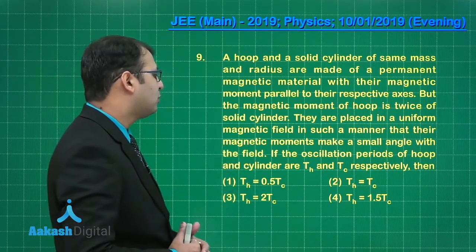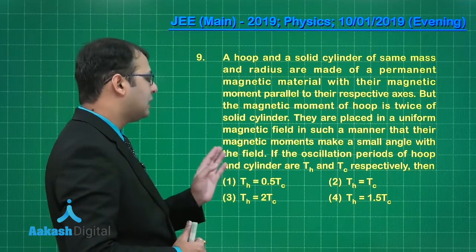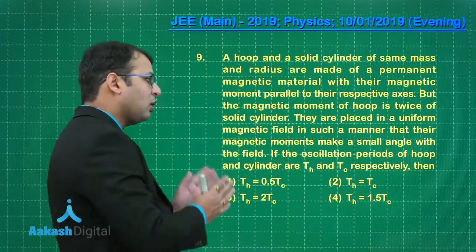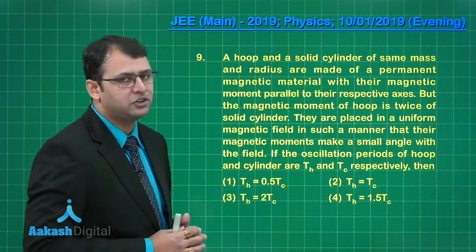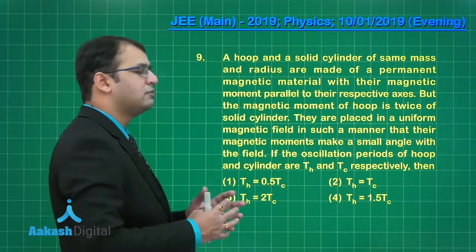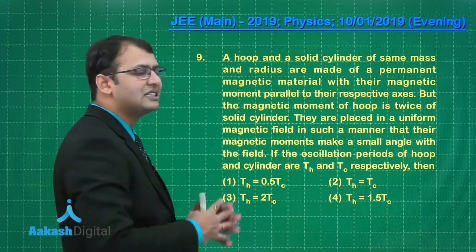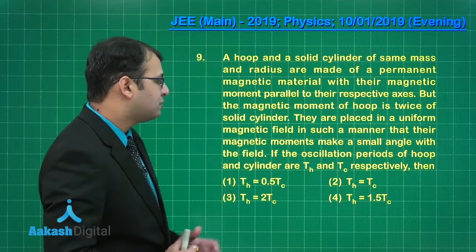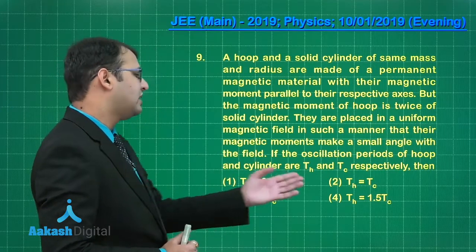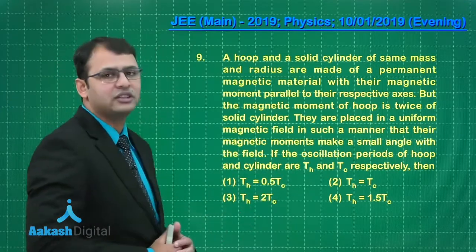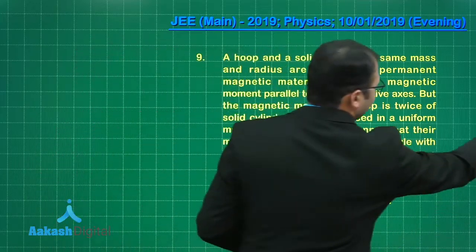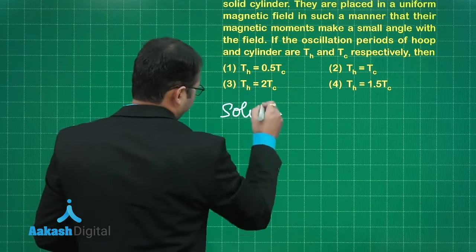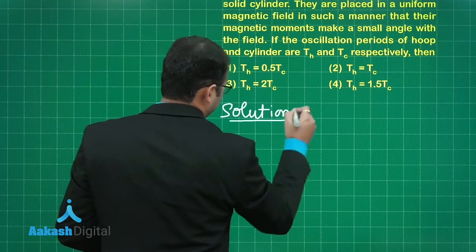They are placed in a uniform magnetic field in such a manner that their magnetic moments make a small angle with the field. So the small angle suggests that there will be an oscillatory motion. And in the case of simple harmonic motion of these cases, we have a particular formula for time period. If the oscillation periods of the hoop and cylinder are Th and Tc, find the relation between them. So before we move ahead, we have to know the relation of time period for such cases.